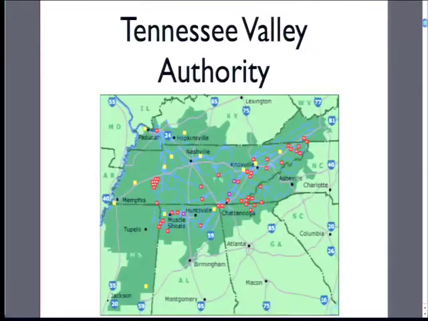So there's an area in the middle of the country called the Tennessee Valley Authority that spans a whole bunch of different states. This is a big area that was created in the Depression.